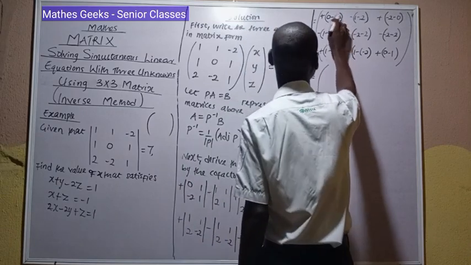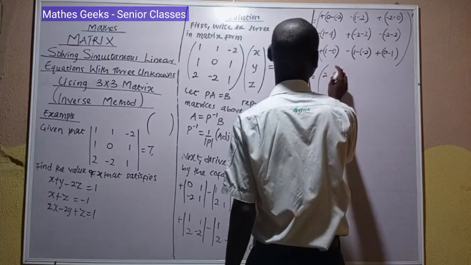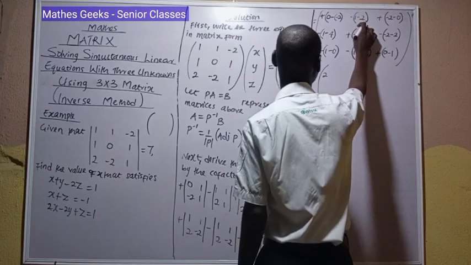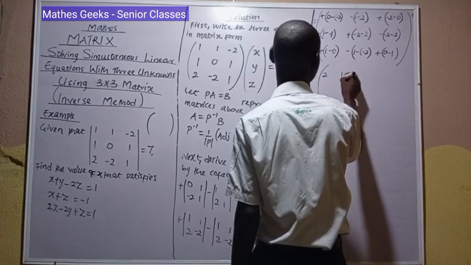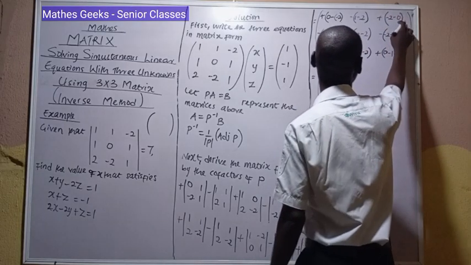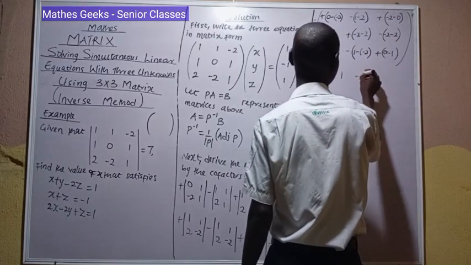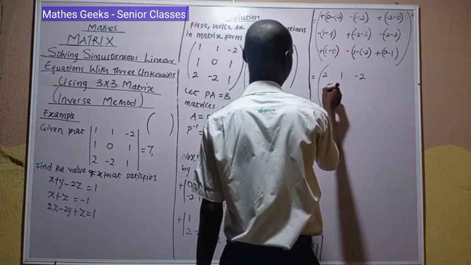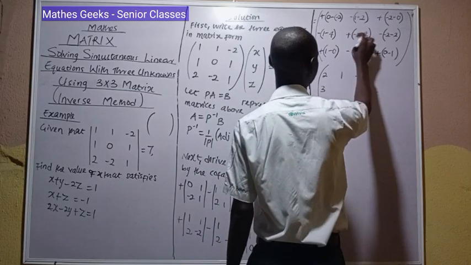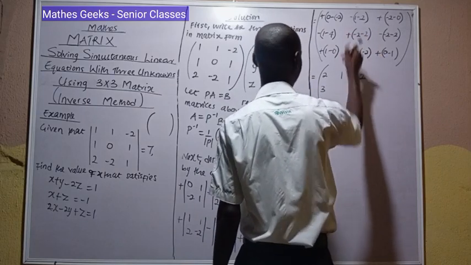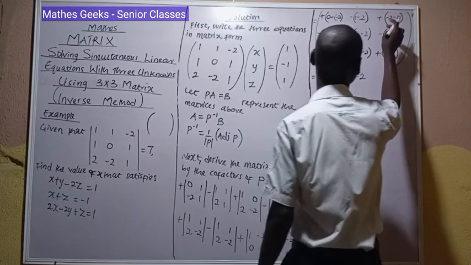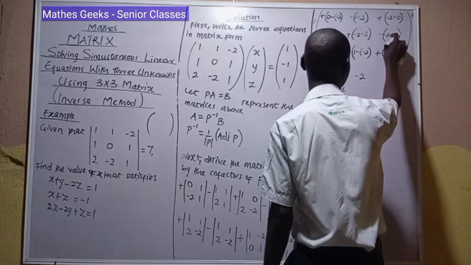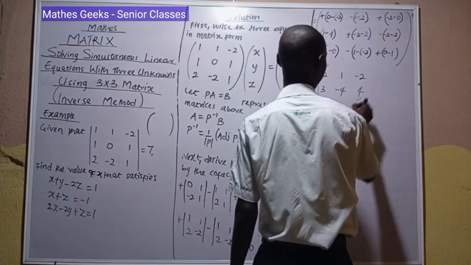Minus times minus is plus, so 0 plus 2 is 2. 1 minus 2 is minus 1. 1 minus 2 is minus 1. Minus 1 times minus will give us 1. Minus 2 minus 0 is minus 2. Minus 2 times plus 1 is minus 2. 1 minus 4 is minus 3. Minus 3 times minus 1 gives us 3. Minus 2 minus 2 is minus 4. Minus 4 times plus 1 is minus 4. Minus 2 times minus 2 is minus 4. Minus 4 times minus 1 is 4.